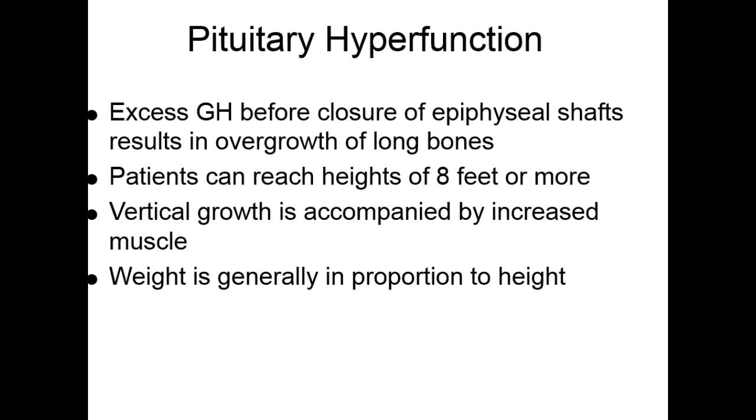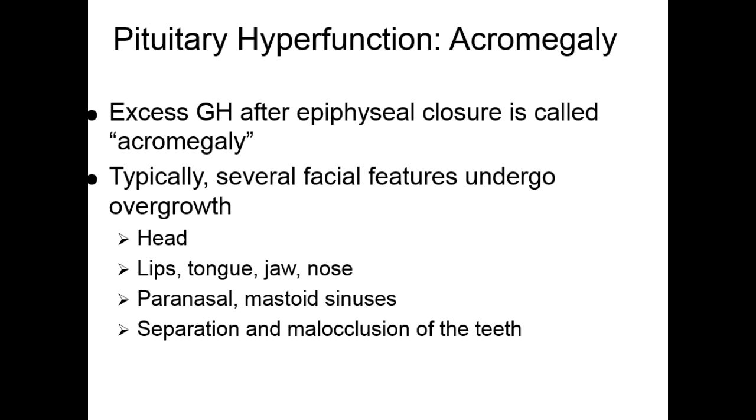Pituitary hyperfunction is excess growth hormone before closure of the epiphyseal plates. It results in overgrowth of the long bones. You've heard of people who reach astronomical heights, 8 feet or more. They've just had more growth hormone during this time of growing before the growth plate closes. Usually the weight is generally in proportion to the height. And the hyperfunction in adults is called acromegaly.